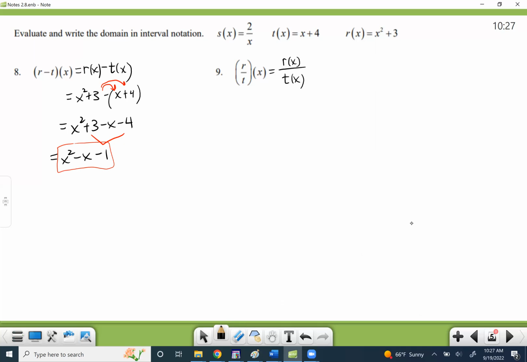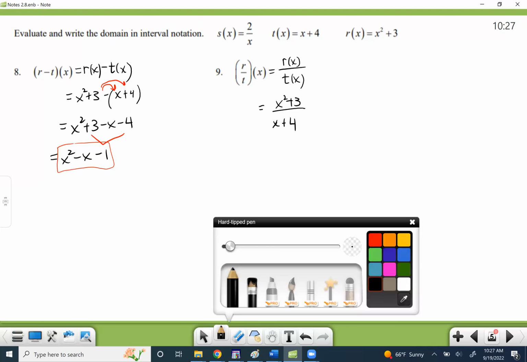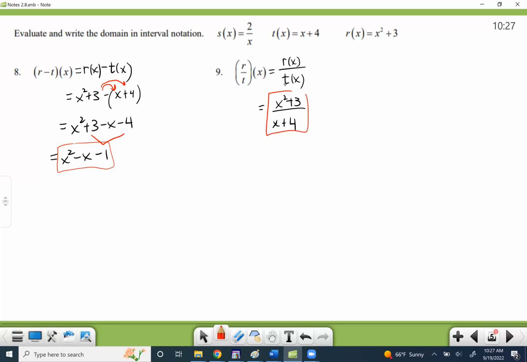Okay. All right, let's move on to number 9. So r of x, we'll substitute x squared plus 3 in, since that's r of x. And then we'll substitute t of x in. Now the directions have changed a little bit. It says write the domain in interval notation. Okay, so this one's done, but now we just have to write the domains for both of these.